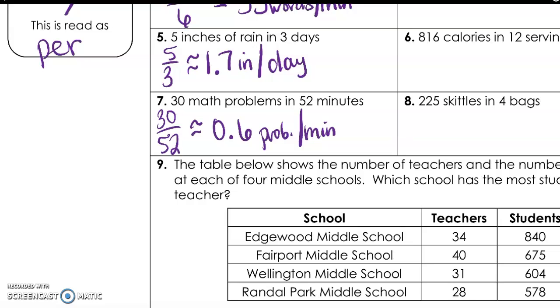Okay, so those should be pretty simple. You're just going to divide them in the order they give them to you. If there is a decimal, round to the nearest tenth, one number after the decimal.